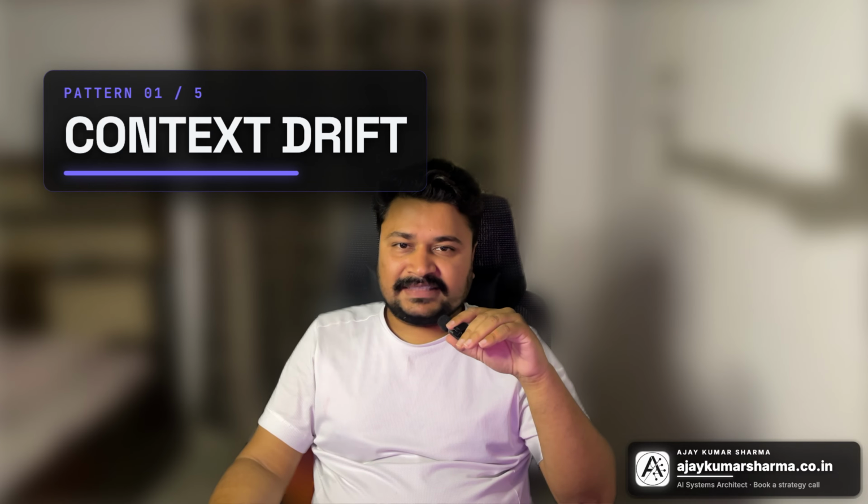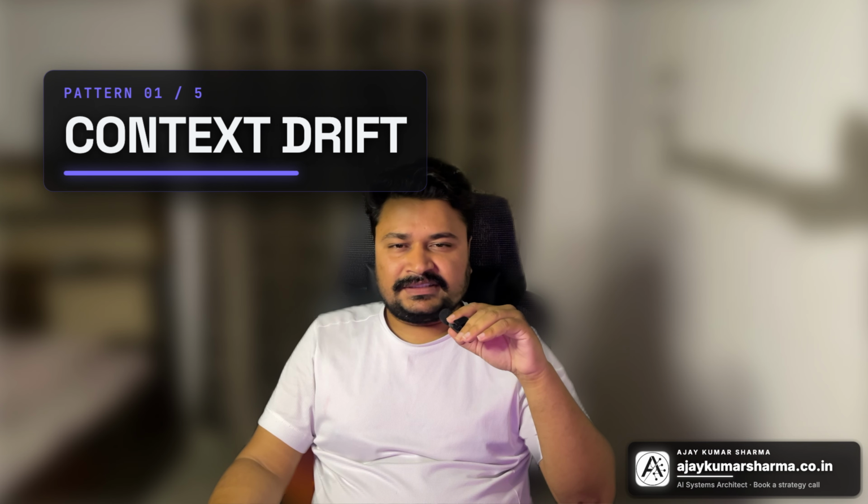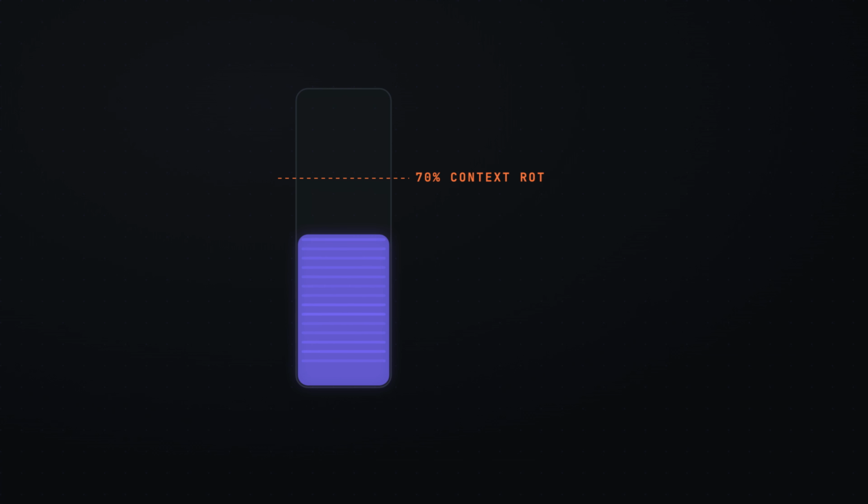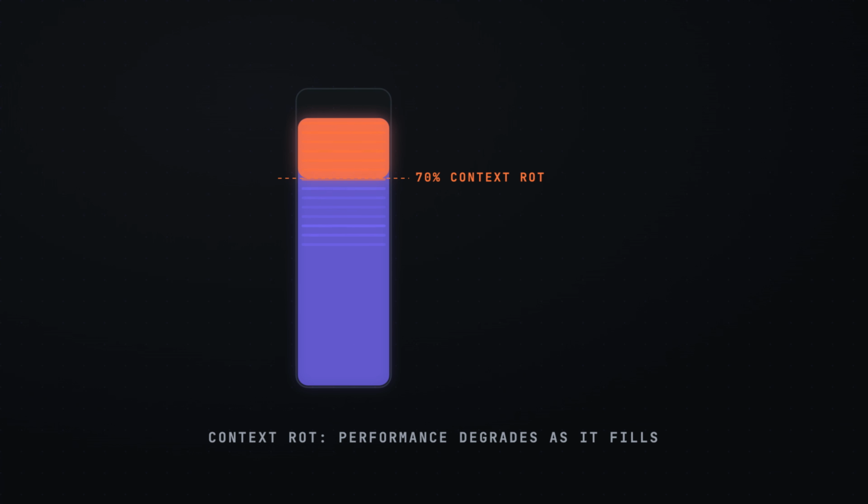Pattern 1: context drift. Your agent starts sharp. 10 minutes in, it forgets the instructions you gave it at the very start. This is not random. As the context window fills up, the model's performance actually degrades. There is real research on this. They call it context rot. The longer the session runs, the worse it gets.